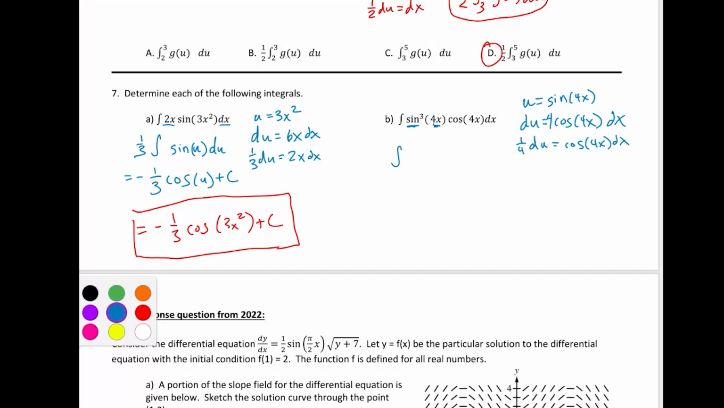So I've got the integral of, now u is sine of 4x, so I have u cubed, and then times 1/4 du. So yeah, we can integrate that one. We just use that anti-power rule and raise that power to a power of 4. We've got 1/4, and we actually have another 1/4 there. So we've got 1/4 times 1/4 times u to the 4th, plus c. And since u is sine of 4x, we can go ahead and write our answer here: 1/16 times sine of 4x, all that to the 4th power, plus c.